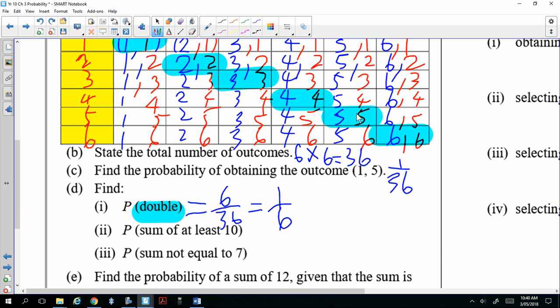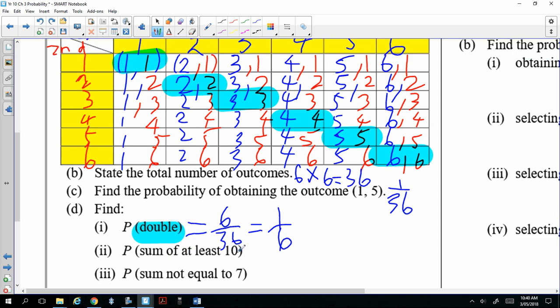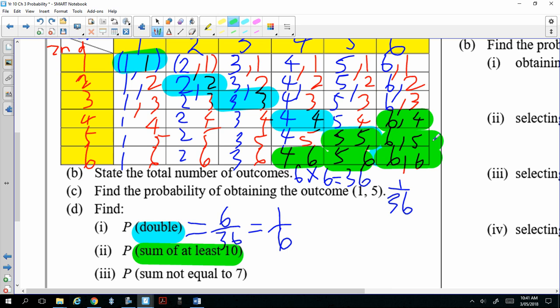Let's continue. Find the probability that the sum is at least 10. So that means if you add the numbers, it has to be 10 or more. So which one would it be? So let me use a different highlighter. Maybe I could use this one, green. Okay, sum at least 10. So 4 plus 6 is 10. 5 plus 5 is 10. 6 plus 4, and of course everything here, right? Good. So what would that be? So the answer will be 6 out of 36, which is also 1/6.